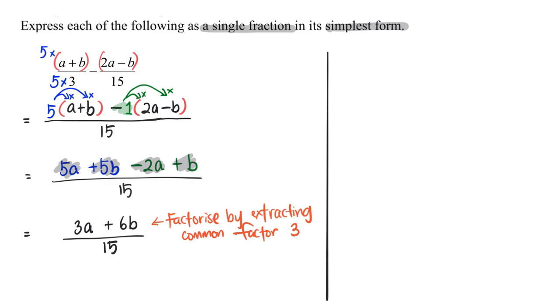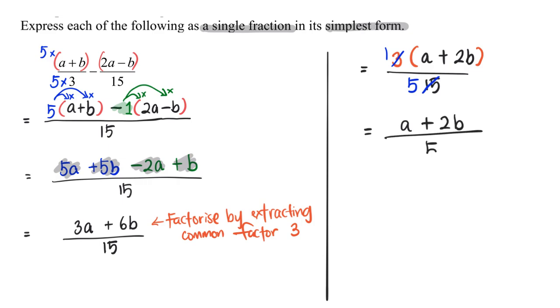This one will be equals to, still over 15. You will see Mr. Tan extracting the 3 out, and left with 3 times a is 3a plus 6 divided by 3, 2b. Okay. So the common factor 3 is extracted out, and we could see that we can divide by 3, left 1, divide by 3, left 5, to give us the final answer in its simplest form, a plus 2b over 5.